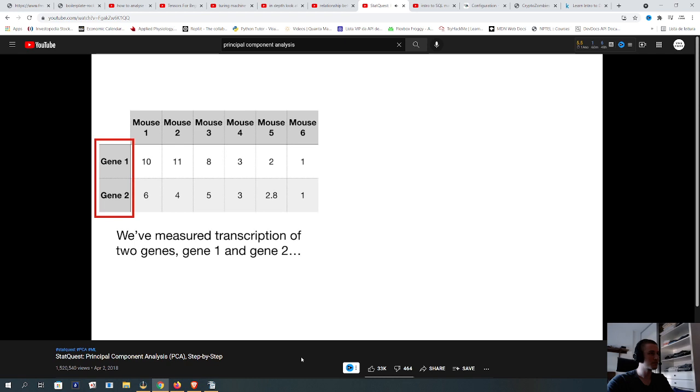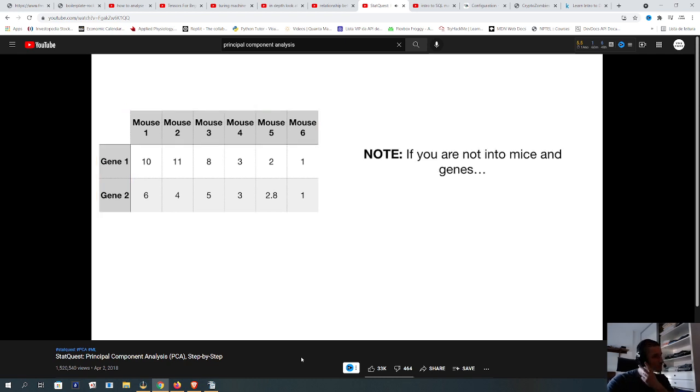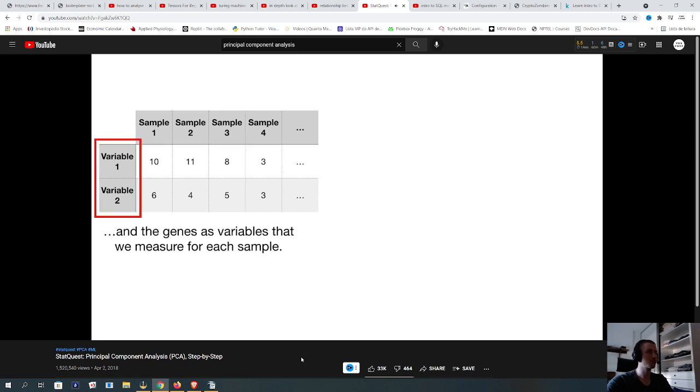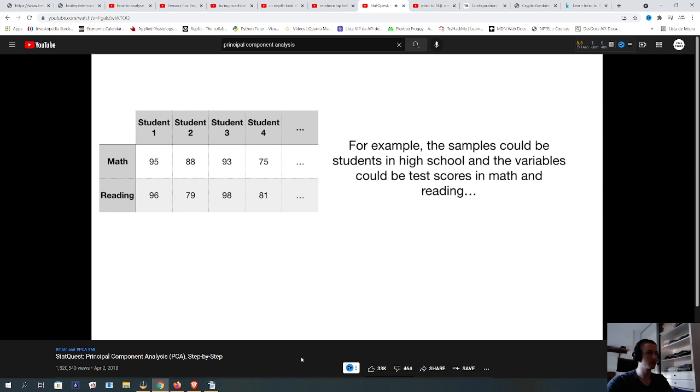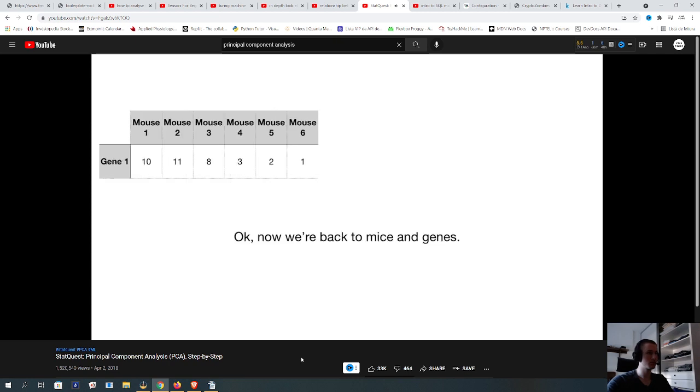We've measured the transcription of two genes, gene 1 and gene 2, in 6 different mice. Note, if you're not into mice and genes, think of the mice as individual samples, and the genes as variables that we measure for each sample. For example, the samples could be students in high school and the variables could be test scores in math and reading. Or the samples could be businesses and the variables could be market capitalization and the number of employees. Okay, now we're back to mice and genes because I'm a geneticist and I work in a genetics department.